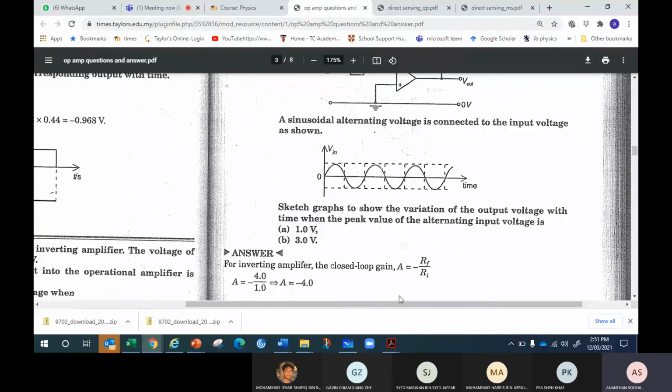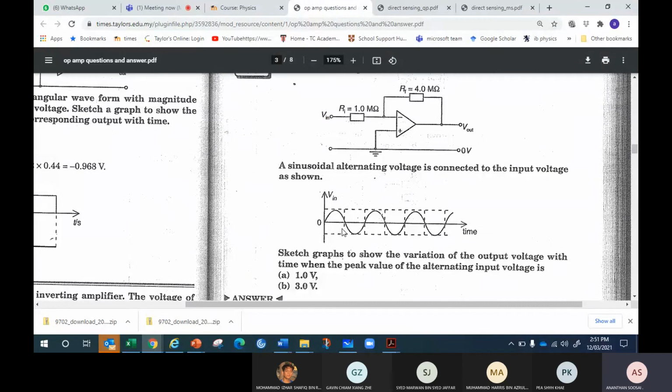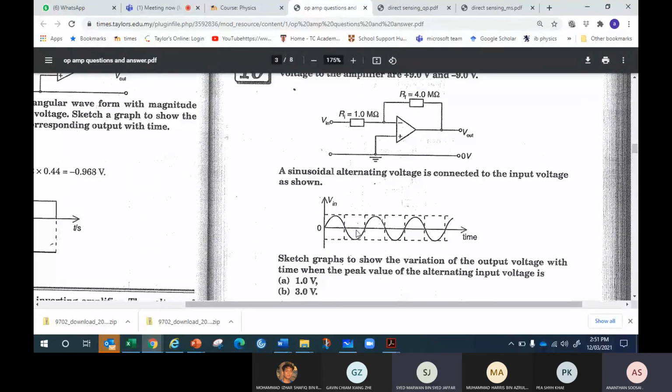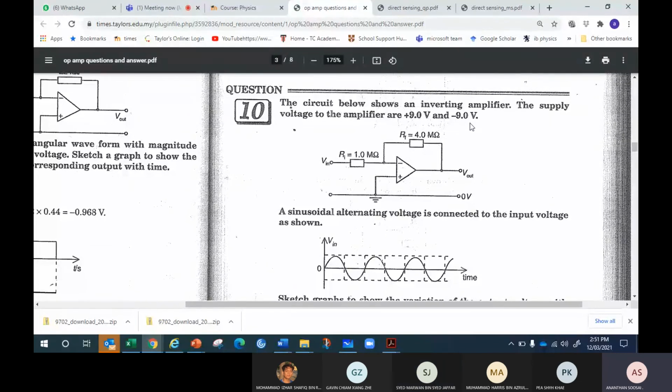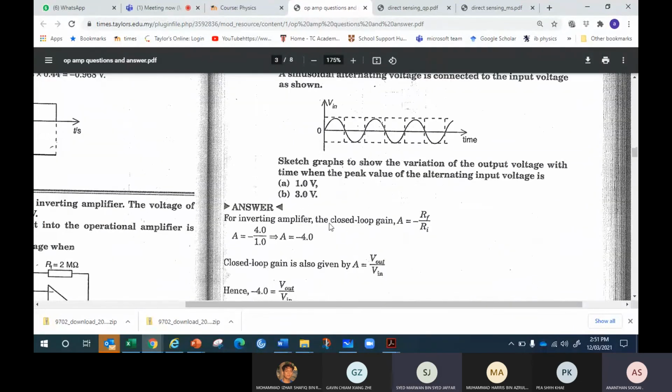Next, they said what? Sketch this input graph, sketch the output. If the peak is 3 volt, after amplification the peak is going to be how much? 3 times -4, it becomes -12. So the peak is going to be -12. Is it going to be saturated? Yes, because the supply is only +9, -9, but it's going to go up to 3 times 4, 12.